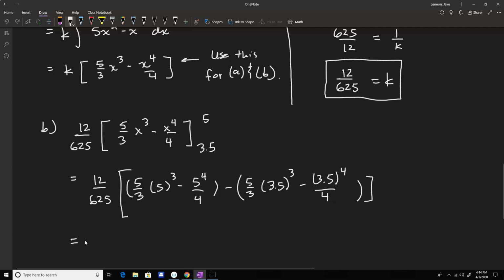So maybe I'll try to simplify a bit before we do the final answer, just to make sure if you're doing it on your own, you can also get the same answer there. As I mentioned, the first term comes out to 625 over 12, and then we're subtracting. Let's do that second part. So we have 5/3 times 3.5 cubed minus 3.5 to the 4th divided by 4.